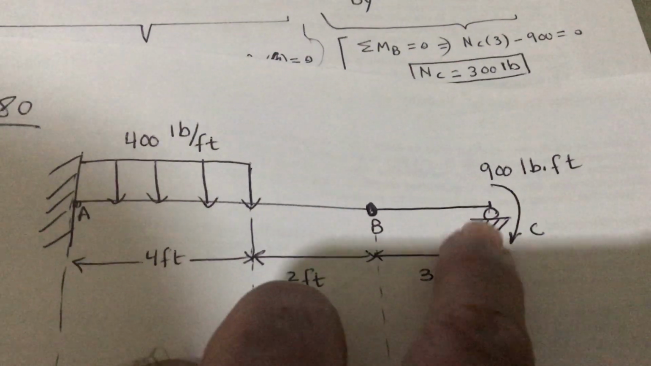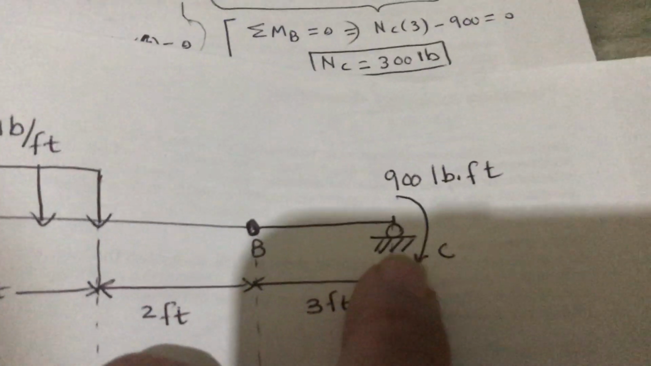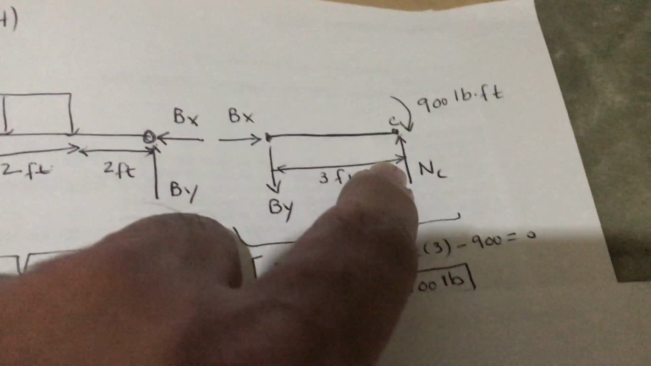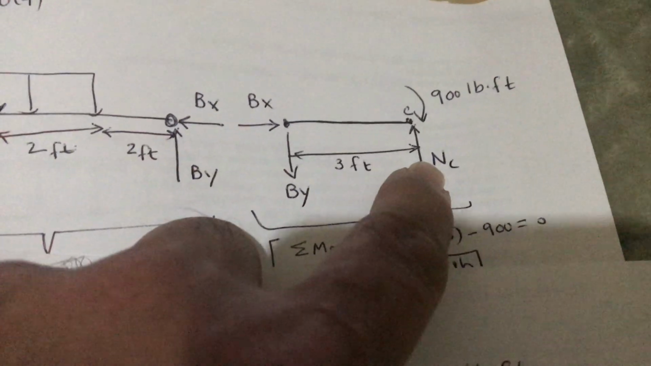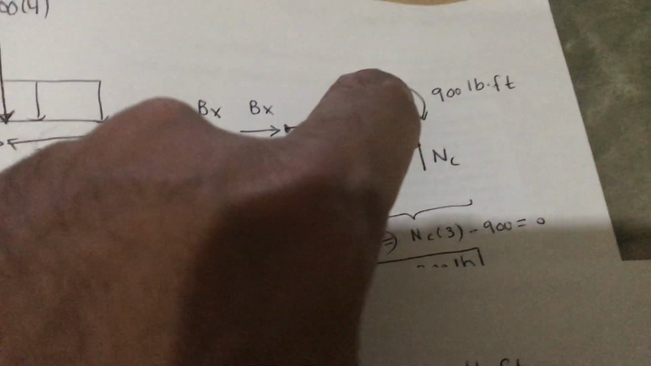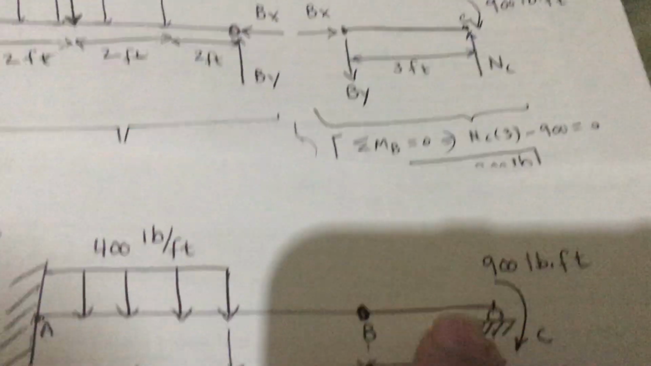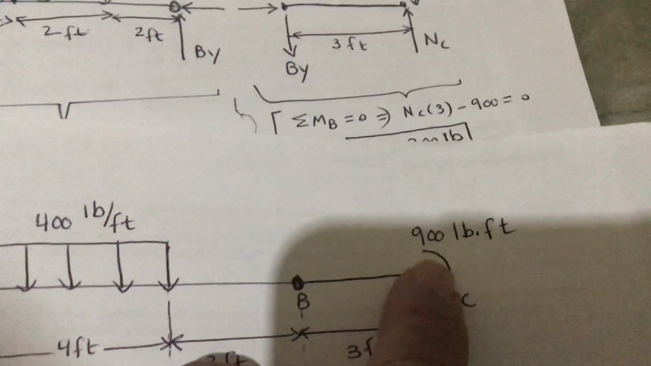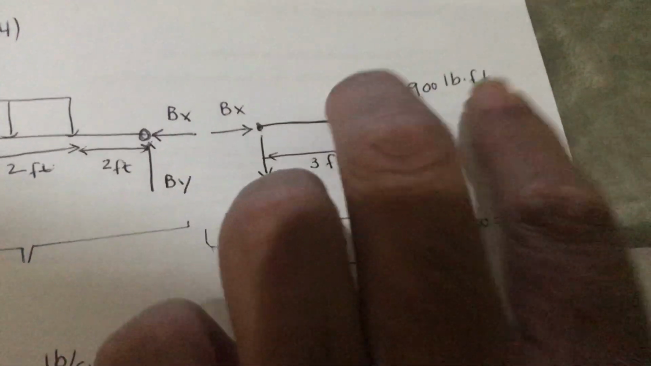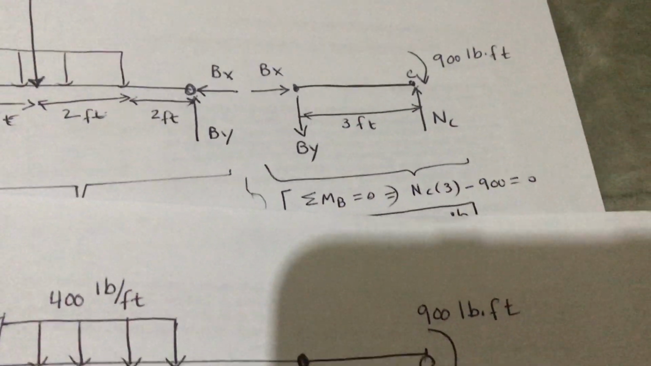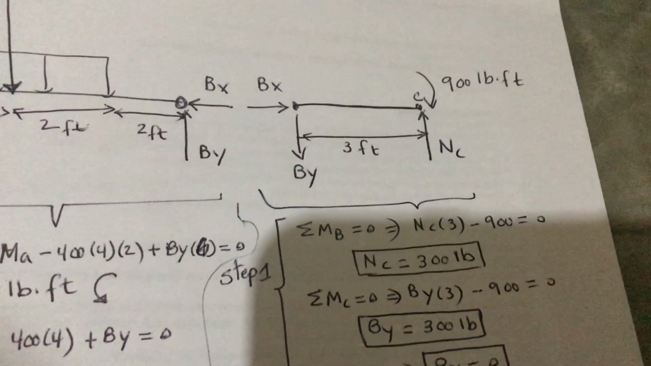And remember here there is a reaction at C. This is a roller, so you're going to make a reaction. You could call it CY, you could call it normal C. It's only one reaction, the Y. And there's a moment at roller C, 900 pound-feet. So we take this to the side.